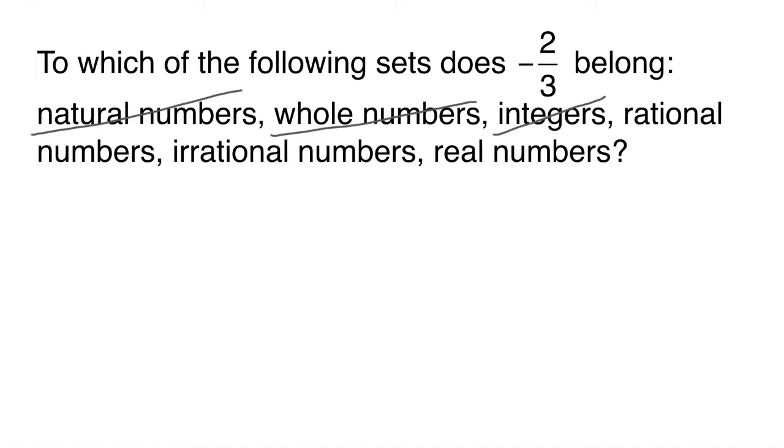We then move on to rational numbers. Rational numbers are of the form of a quotient such that the numerator and denominator are integers and the denominator is not 0. Negative 2/3 is of this form. The numerator is negative 2 and the denominator is 3, and therefore negative 2/3 belongs to the set of rational numbers.